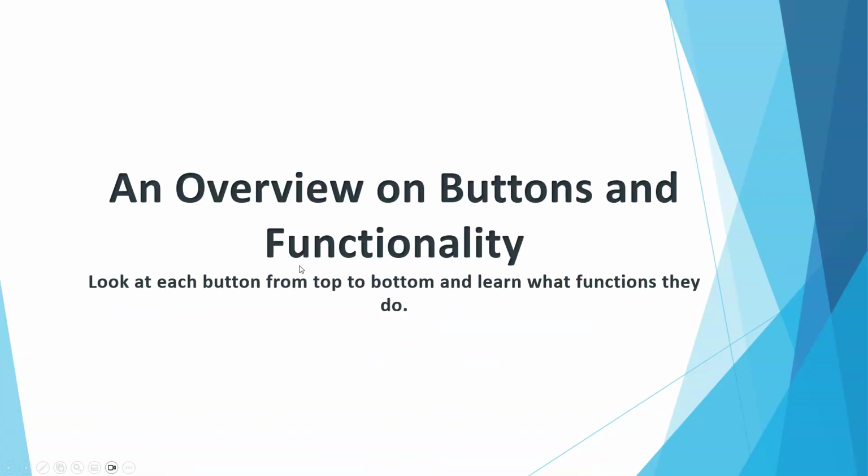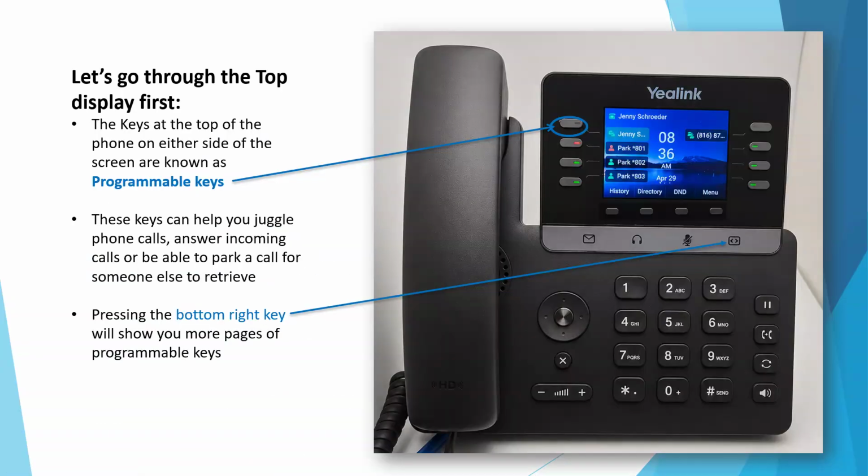Today I'm going to go over all the buttons and what they do, and we'll talk about the functionality of each thing. So getting started, I'm going to talk about the screen and the programmable keys on the screen. You guys can see this is my phone here. On either side of the display, I do have what are called programmable keys. Those keys are going to point to a button right here.